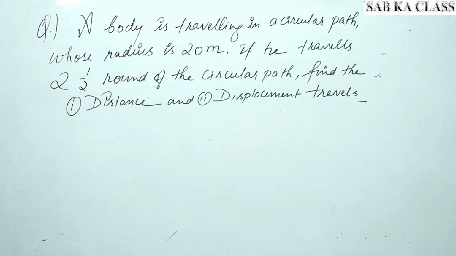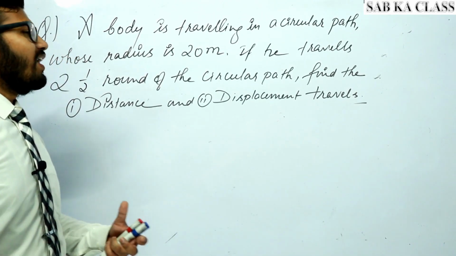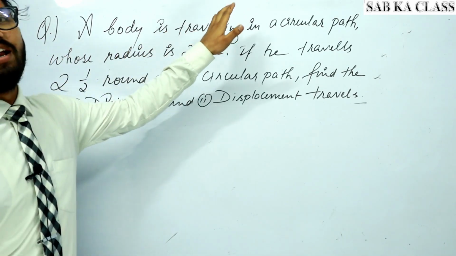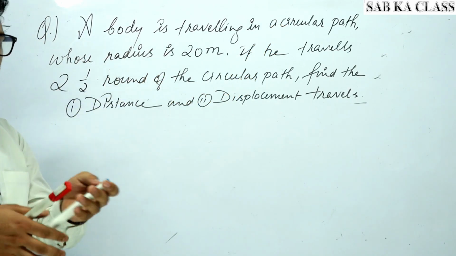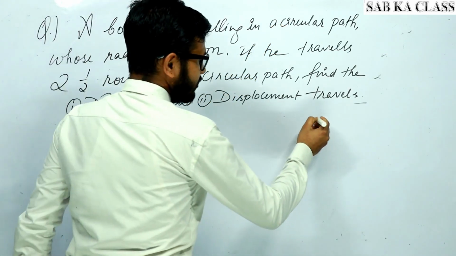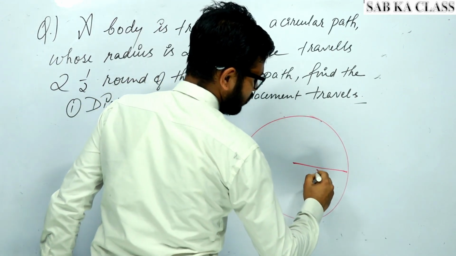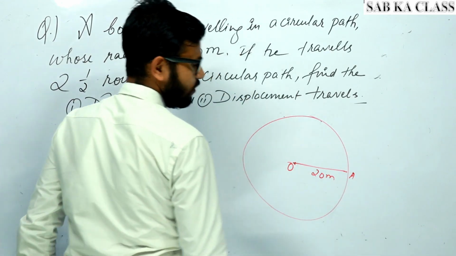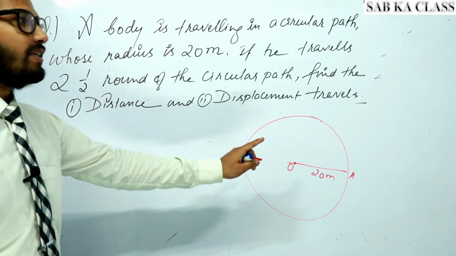So here I have mentioned one more question, a very interesting question from my side. So now let me see how much you can do. A body is traveling in a circular path whose radius is 20 meter. Suppose there is a circular path, and its radius is how much? 20 meter. Consider this a center O, this is A. Clear? Whose radius is 20 meter.